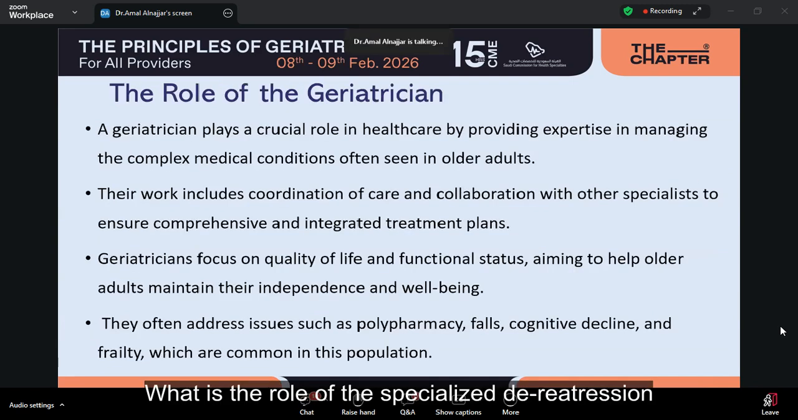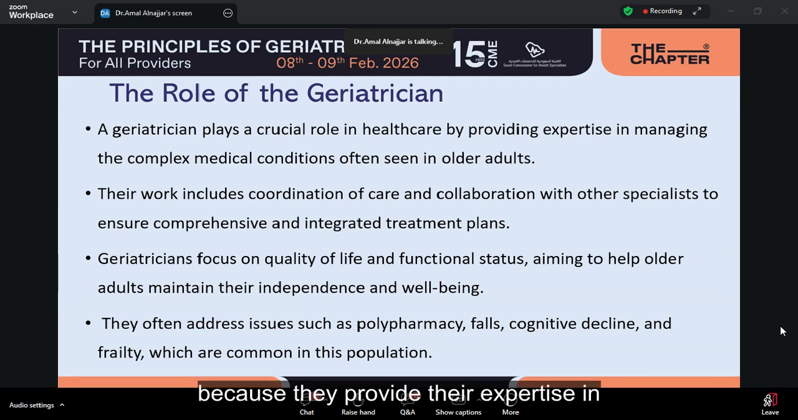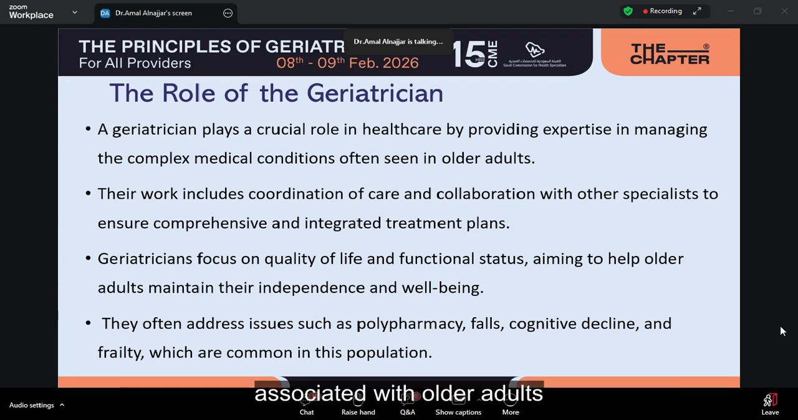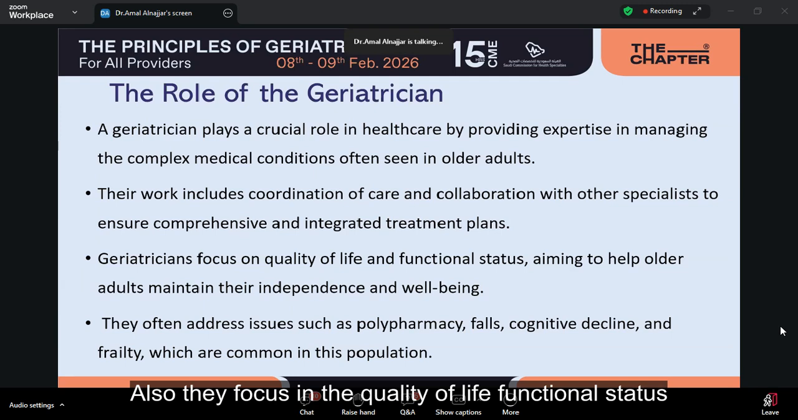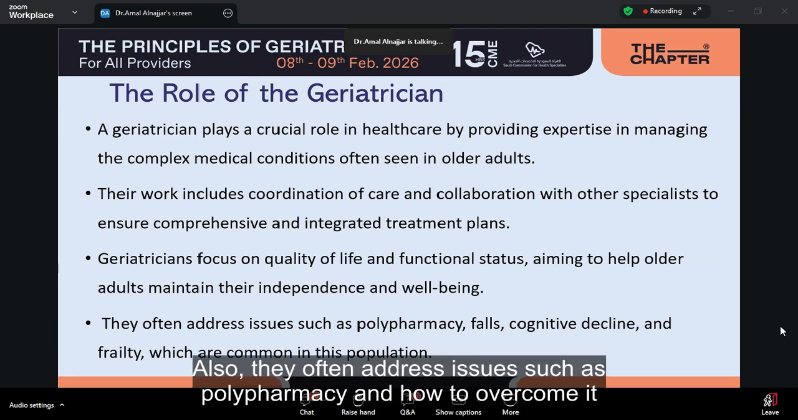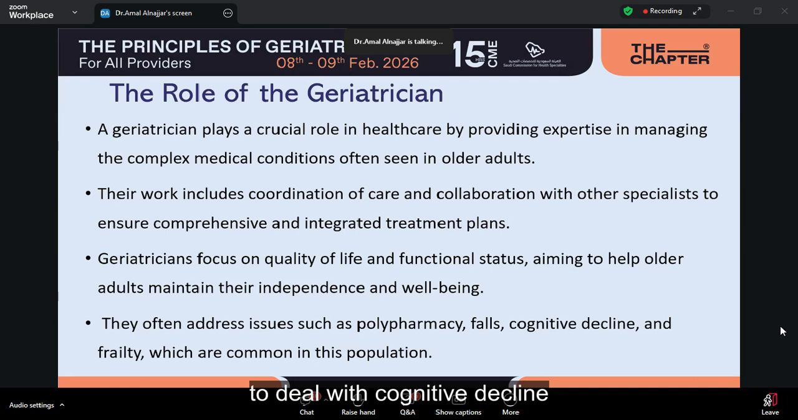What is the role of the specialized geriatrician? Geriatricians usually play a very significant and important role in healthcare because they provide their expertise in management of the complex medical conditions often associated with older adults. Their work includes coordination of care and collaboration with other specialties. Also, they focus on quality of life and functional status to help older adults maintain their independence and well-being. They often address issues such as polypharmacy and how to overcome it, how to reduce the number of medications the patient takes, how to avoid falls, and how to deal with cognitive decline.